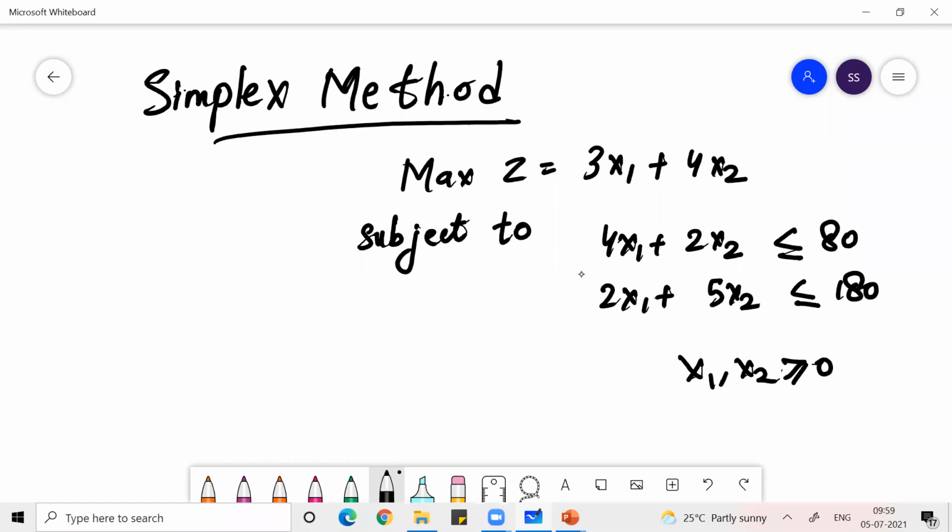Now I want to solve this problem. So if you want to solve the problem by simplex method, what do we do? We firstly focus on the constraints, like what we used to do in graphical method. The same thing we use here. In graphical method, when we had a constraint, we used to assume the constraint for the time being to have an equality sign. You remember, right?